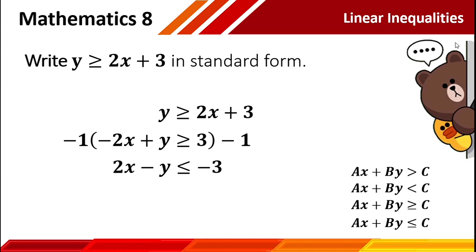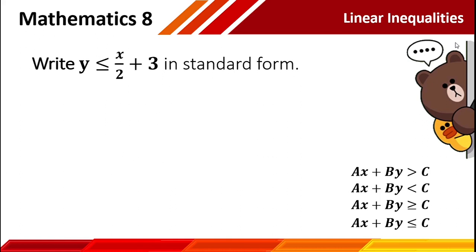What just happened is that whenever we multiply or divide any number in a linear inequality, the symbol will be switched. In this given example, the greater than or equal to symbol has been replaced by the less than or equal to symbol. Okay, I'll repeat. Every time that we multiply or divide any number in a given linear inequality, we will be switching the inequality symbol.